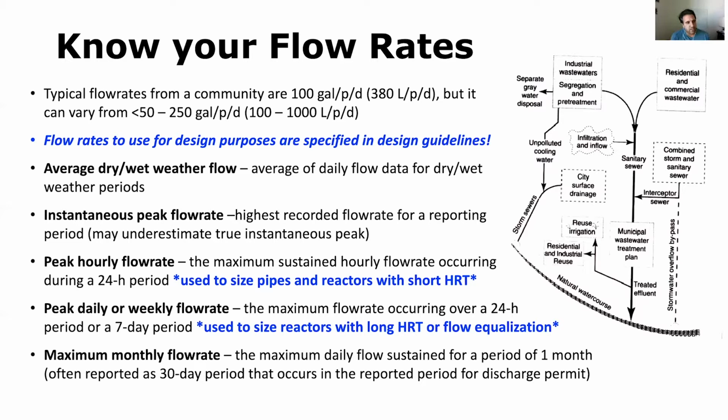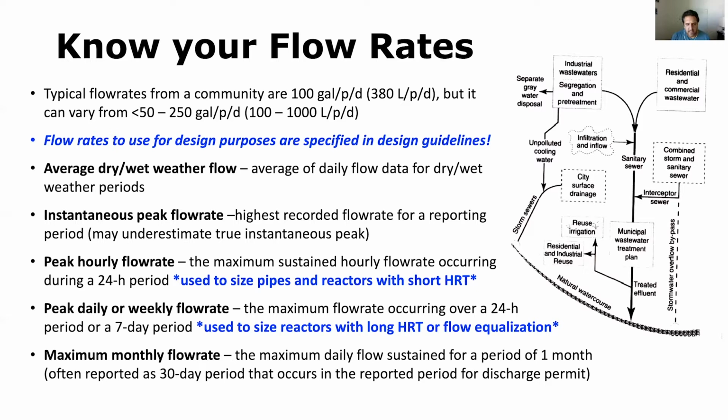However, as a general rule, this is how we might classify flow rates. So you have the average dry weather flow and the average wet weather flow. This is the average of daily flow data for dry and or wet weather periods. We've got the instantaneous peak flow rate, which would be the highest recorded flow rate for a reporting period. And in the US, reporting periods are generally monthly.